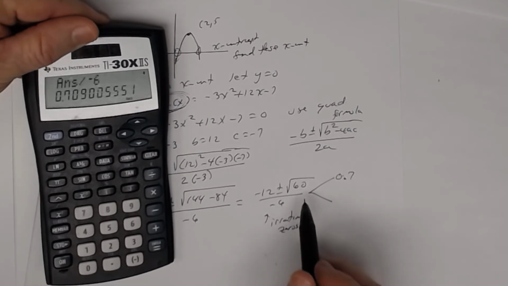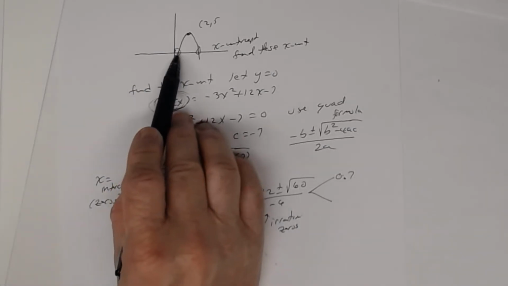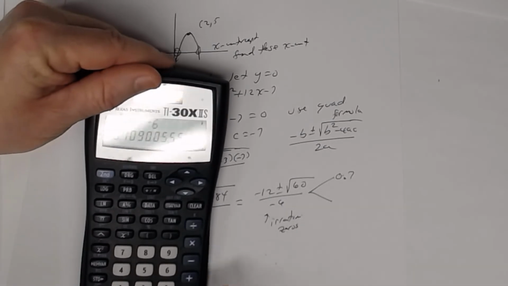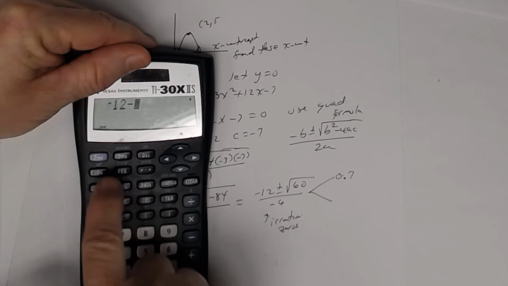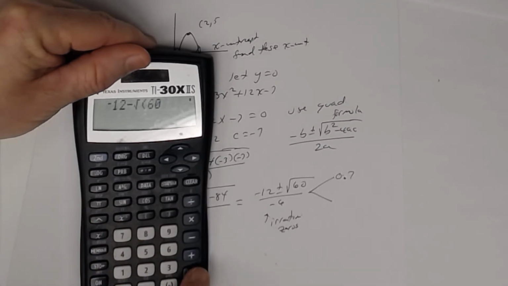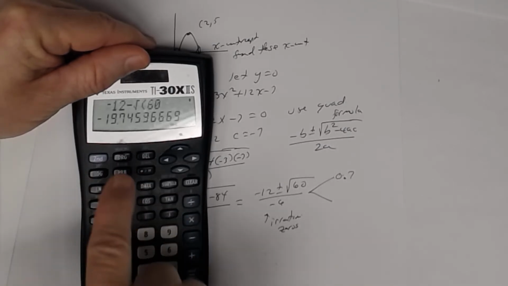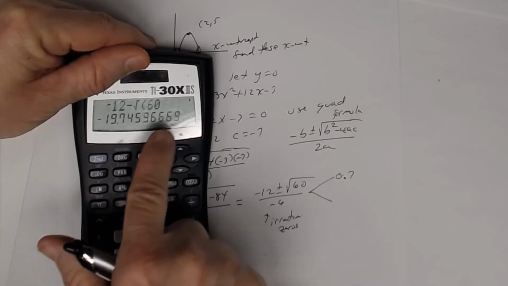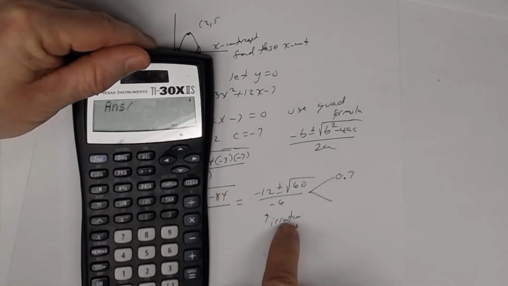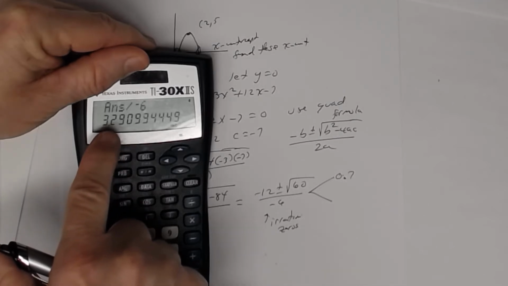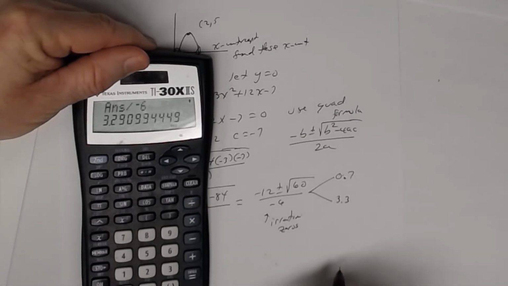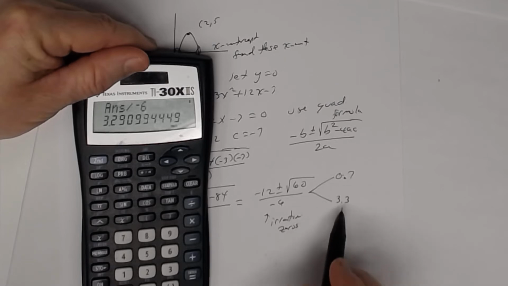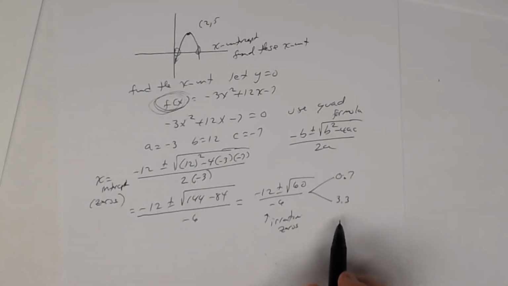Let's do the other one. Remember, there are 2 x-intercepts. So negative 12 minus the square root of 60 this time. That's the numerator, so press equal now. Then we're going to divide by negative 6, and let's approximate. So that's 3.3, right? So there's my other x-intercept. So those are my 2 x-intercepts, 0.7 and 3.3.